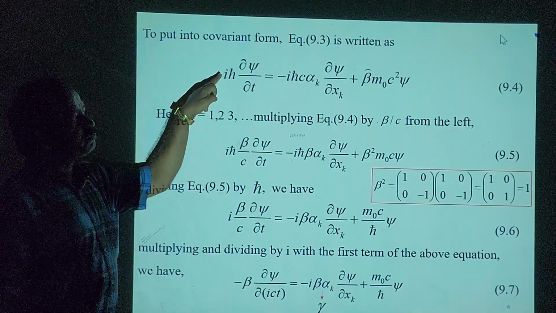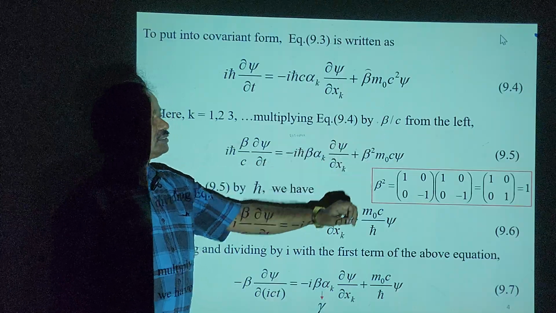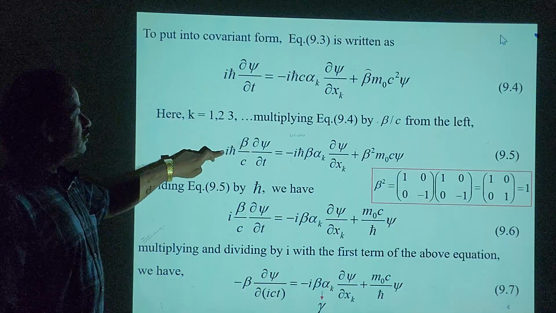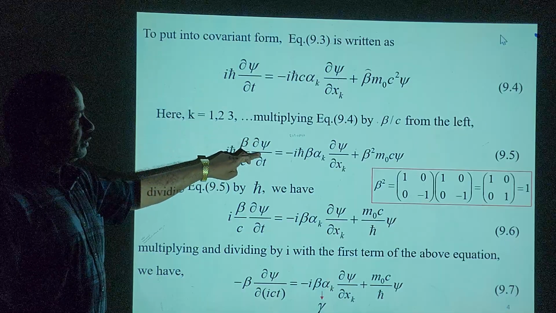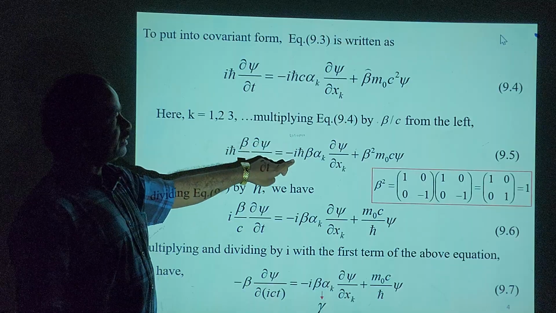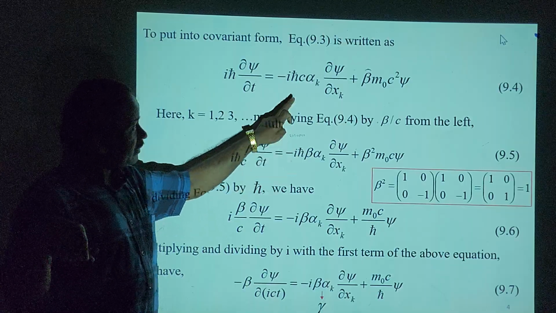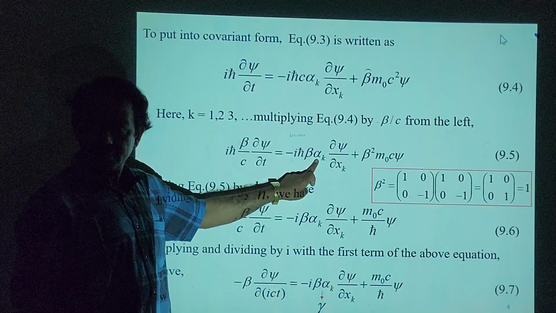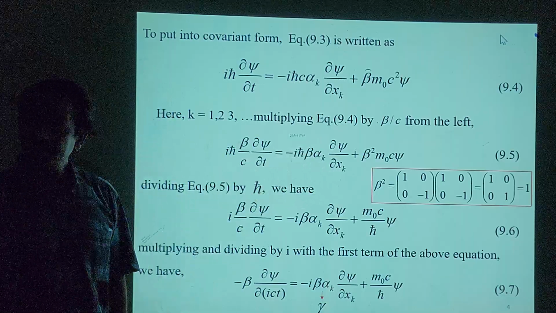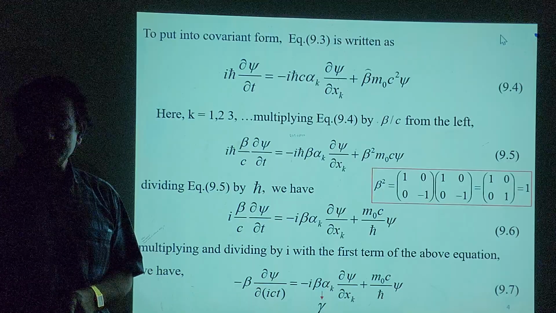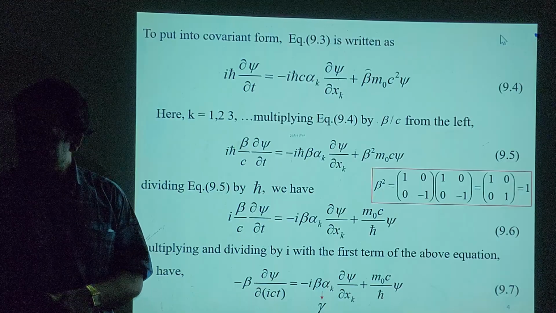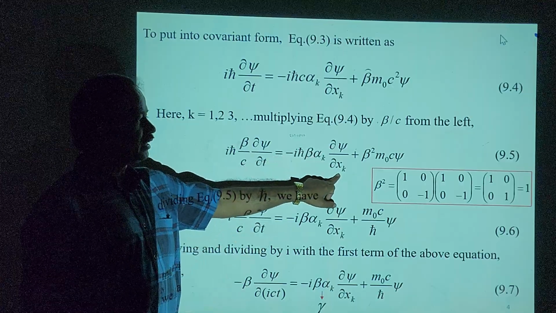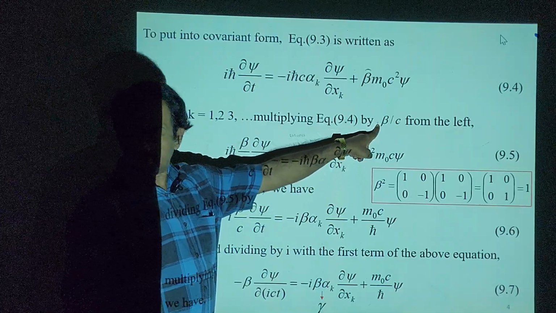Now we are going to multiply this equation by beta by c from the left. So i h cross beta by c d psi by dt is equal to minus i h cross beta by c times c alpha k d psi by dxk. That c and this c will cancel. You have beta alone. What is alpha? Alpha is connected with the Dirac spinors, don't forget: sigma x, sigma y, sigma z. So it's connected with the Dirac spinor. So alpha k d psi by dxk plus you have beta by c.